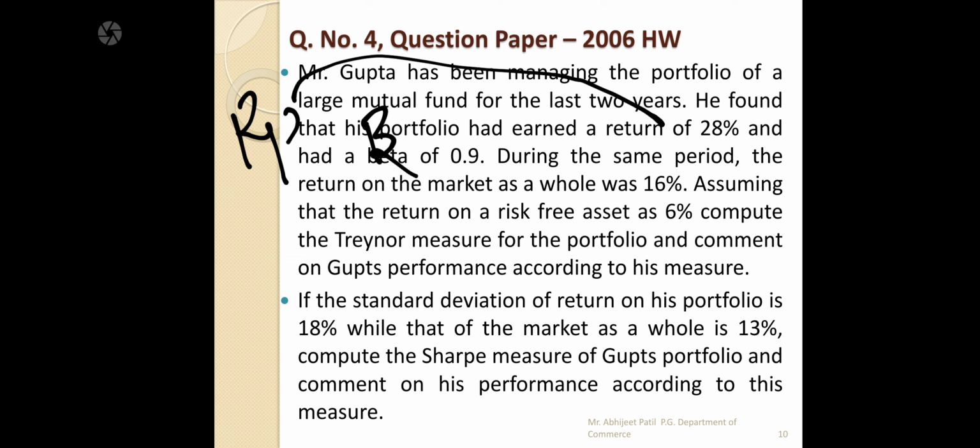During the same period, the return of the market as a whole is 16%. So the market return is given, 16%. Assuming the return on the risk-free asset is 6%, that is RF 6%. Compute the Treynor measures and comment on Gupta's performance. Also they have given that the standard deviation of return of the portfolio is 18% while for the market it is 13%. So portfolio standard deviation is 18, market is 13, and comment on the performance according to the measures.